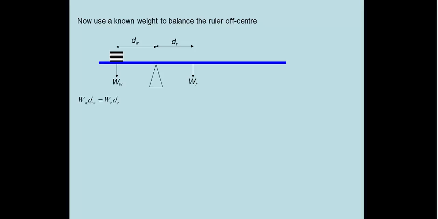We get this expression. We want to find the weight of the ruler. All we need to do is put in the values. We could take several readings and find the mean.